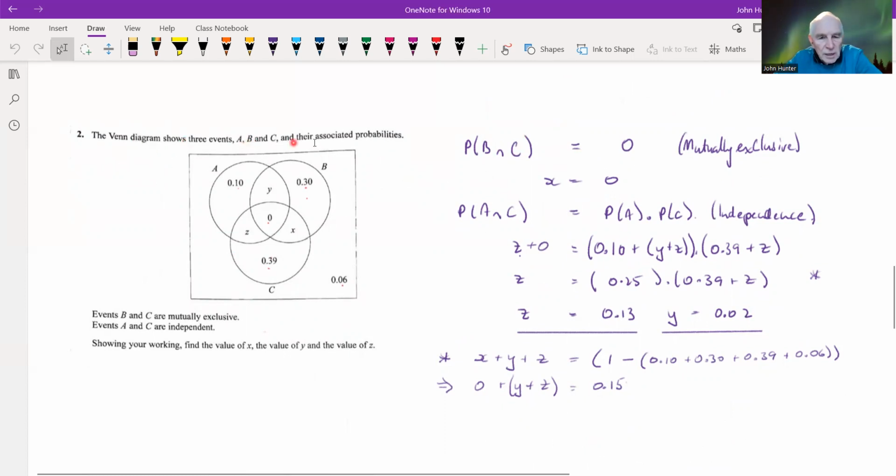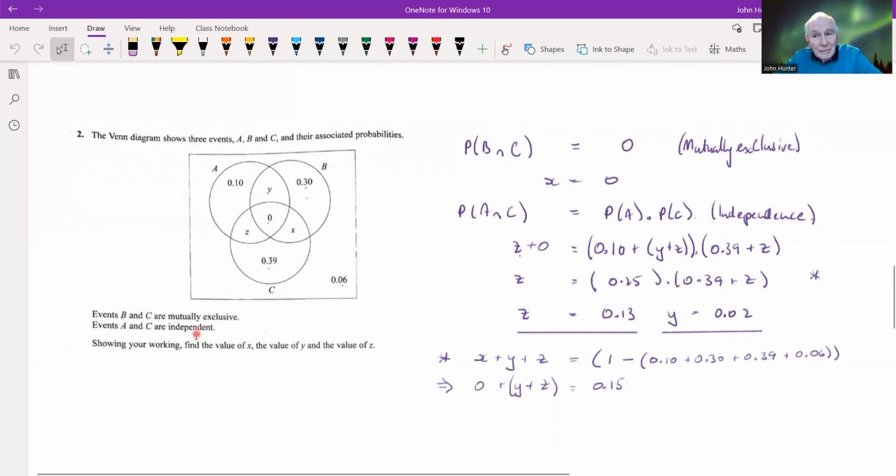3 events, A, B, and C, and their associated probabilities. So our 3 circles, and they're overlapping, and we've got the overlap of all 3 here as well. A bit wavy, this line, but that's just the way I managed to grab it from somewhere else. B and C are mutually exclusive. A and C are independent.